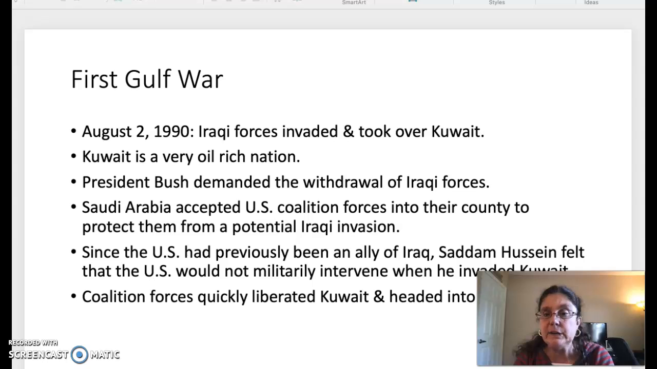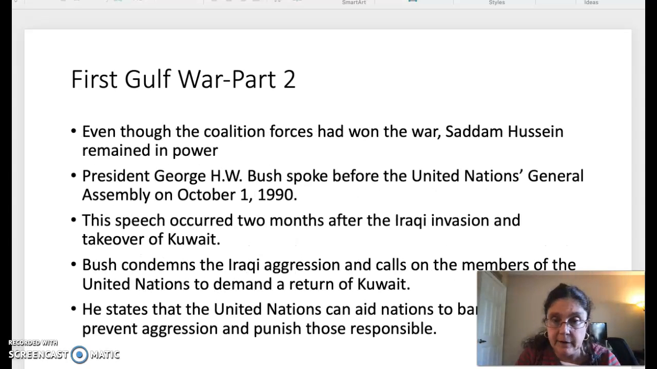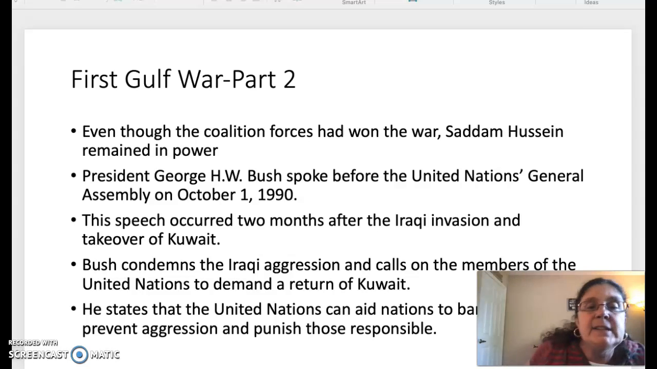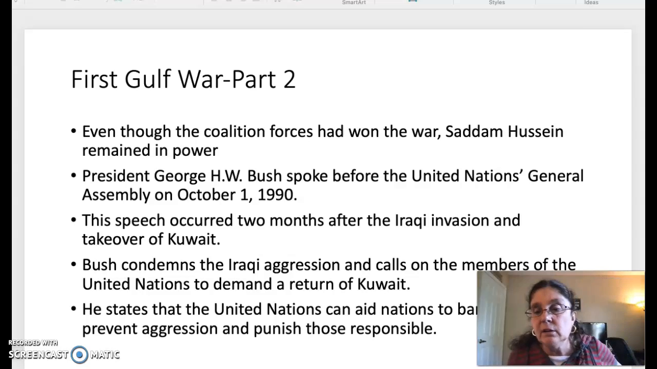Saddam Hussein dared to invade and take over Kuwait. Saddam Hussein was the leader of Iraq. He dared instigate the invasion and take over Kuwait because the U.S. had always been allies of Iraq, and he felt that we wouldn't intervene if he invaded and took over Kuwait. Coalition forces quickly liberated Kuwait and headed into Iraq. Even though the coalition forces won the war, Saddam Hussein remained in power until 2003.